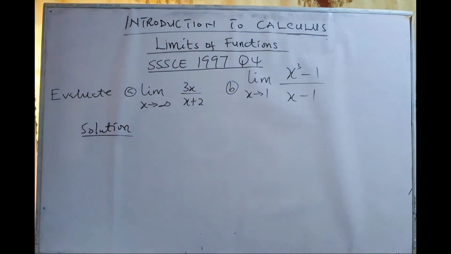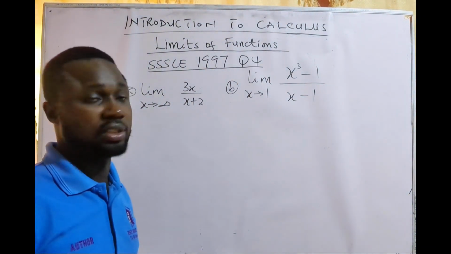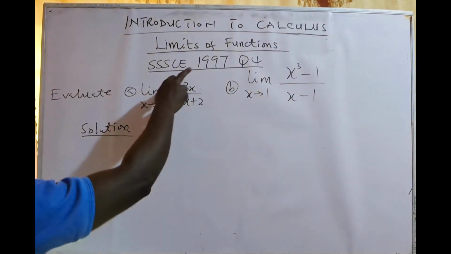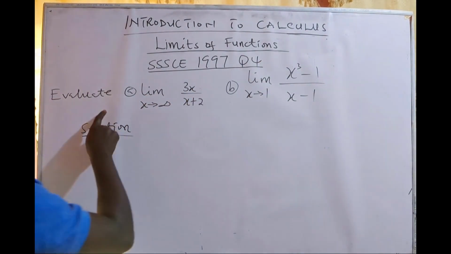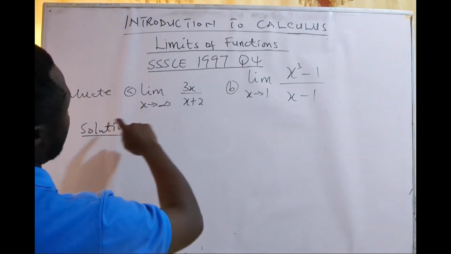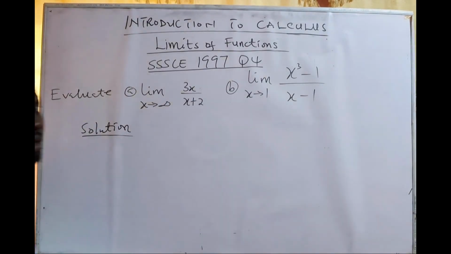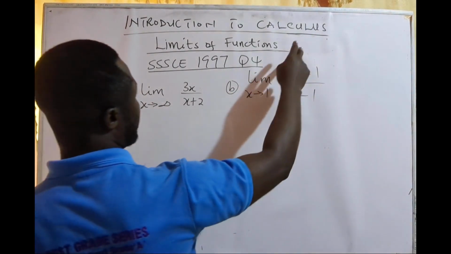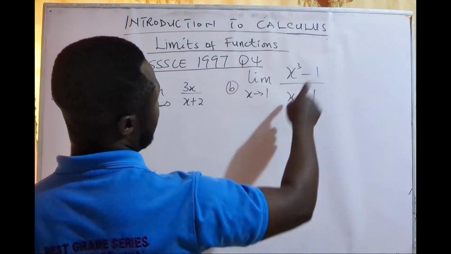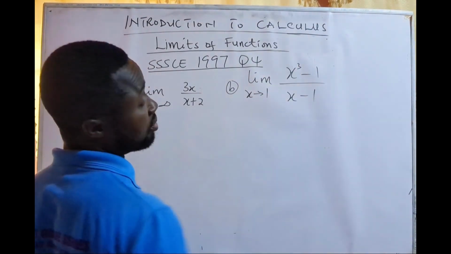So let's look at this question on limits of functions. SSSCE 1997 question 4. Evaluate A, the limit of the function 3x over x plus 2 as x approaches infinity, and then B, the limit of the function x cubed minus 1 over x minus 1 as x approaches 1.